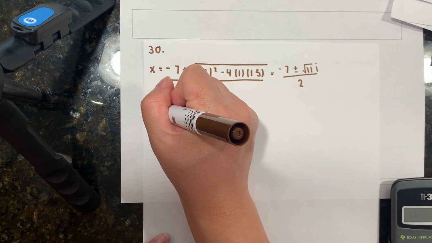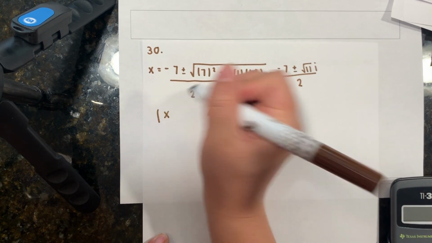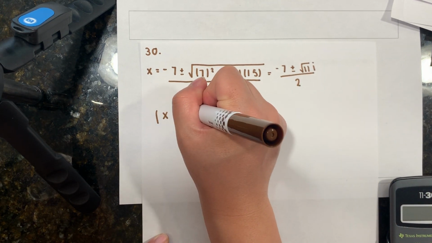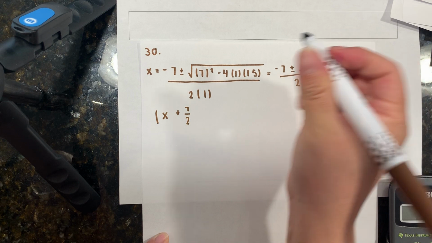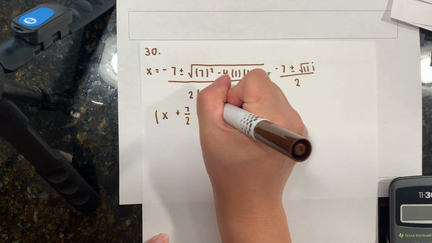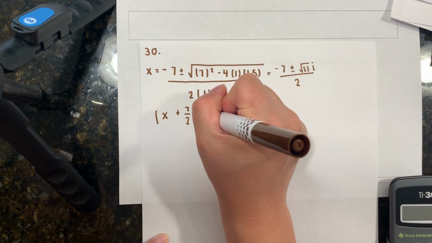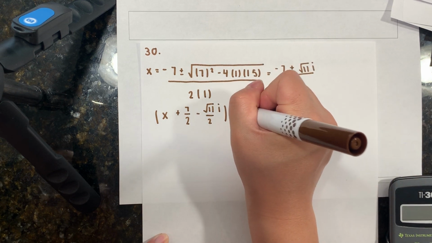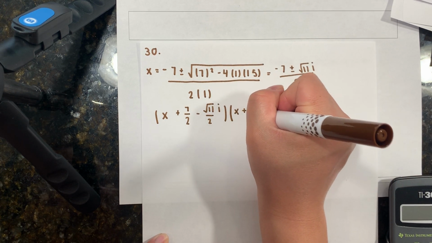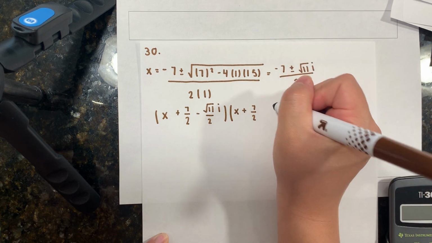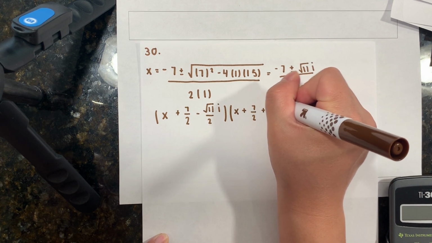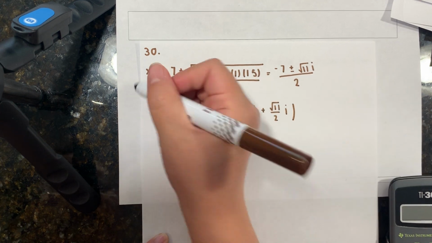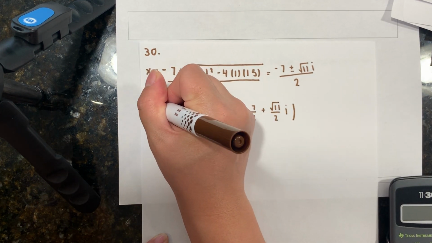And when you plug it in, remember those change from negative to positive and positive to negative. So my -7 becomes plus 7 over 2. My positive root 11 changes to negative root 11 over 2. My -7 again changes to positive 7 over 2. And my negative root 11 changes to positive root 11 over 2i. And that is your result.